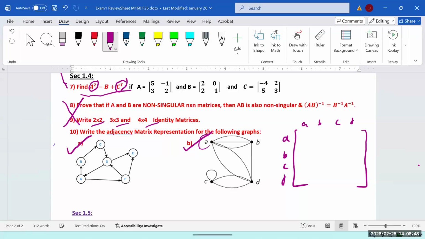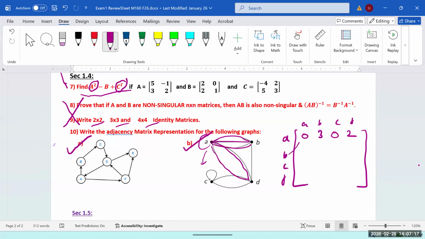From A to A, you cannot go, so it's 0. From A to B, you can go 1 way, 2 ways, 3 ways. There are 3 ways you can go from A to B, so you write 3 here. And then from A to C, you cannot have any direct path, so A to C is 0. From A to D, you have 1 path, 2 paths. There are 2 ways you can go, so you write 2. And you always walk from your left side to your right side.